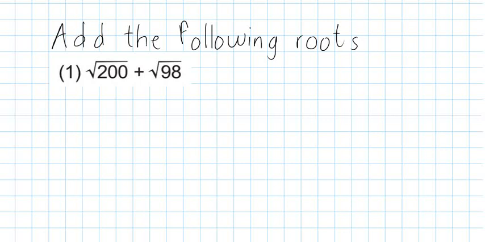Welcome everybody. Let's add the following roots. If we want to add two square roots, we need the radicands of the roots to be equal. In this case, it's impossible because one is 200 and the other one is 98. So what we do is take the radicands and factor them apart.